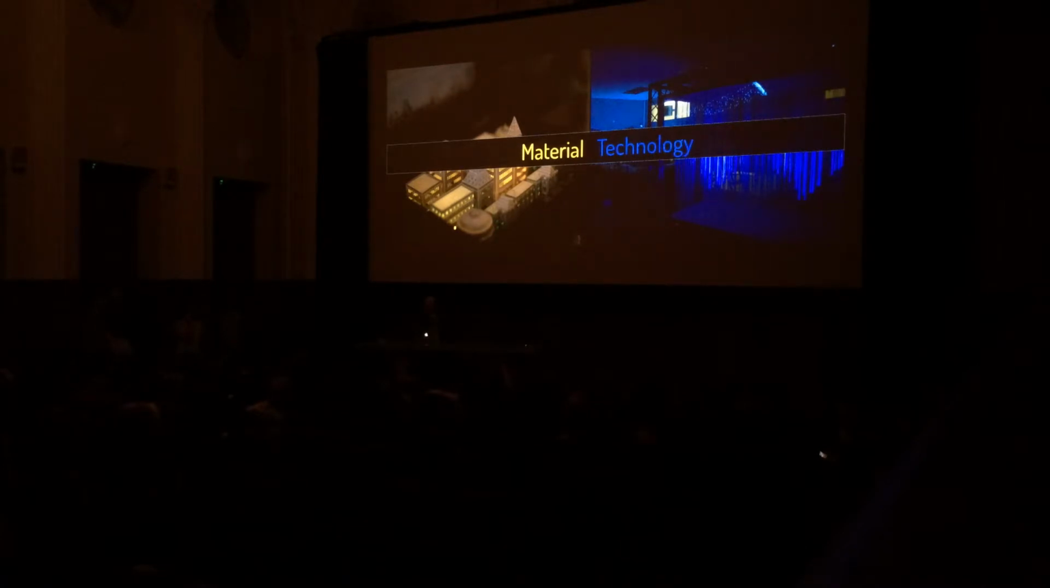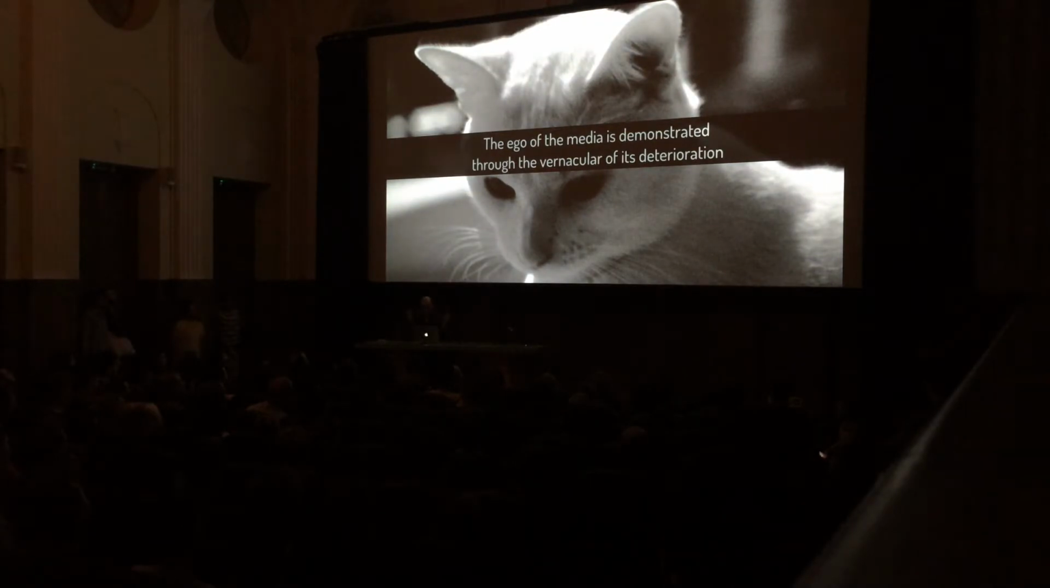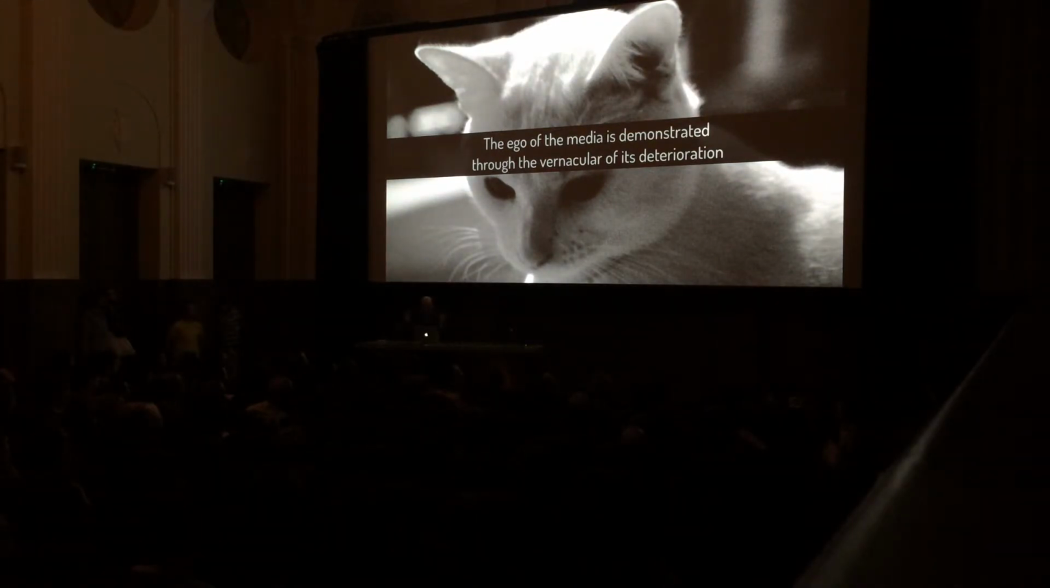And I think a topic which is worth considering, which thinks about this, is an idea called the aesthetics of error, which basically has this tagline: the ego of the media is determined through the vernacular of its deterioration.